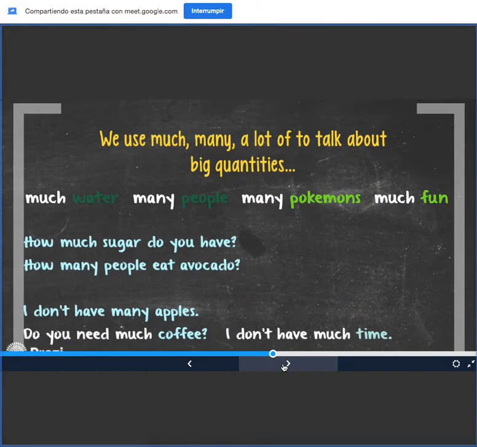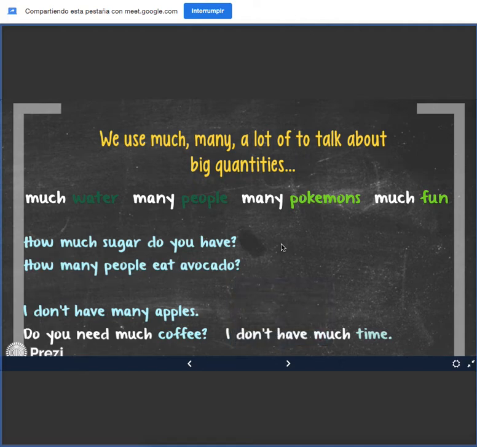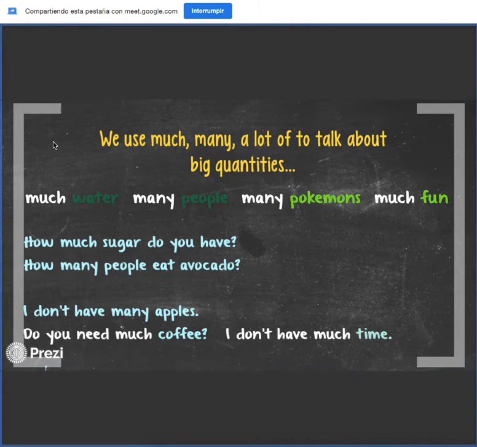Now I want you to take a look at this. We use much, many, a lot of to talk about big quantities. When you are going to talk about big quantities, you can use much, many, and a lot of. So much and many are synonyms, okay? But what is the meaning of a lot of? I have a lot of this. A lot of. What is the meaning of a lot of, babies?